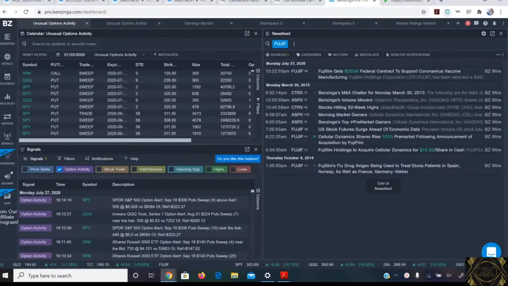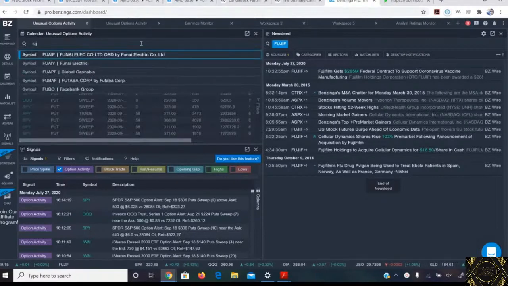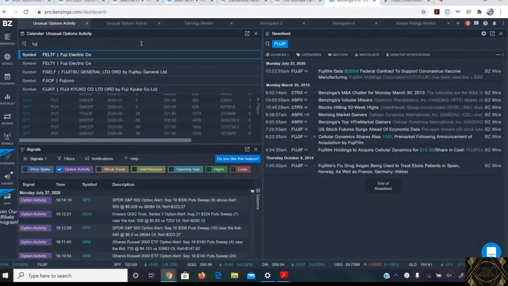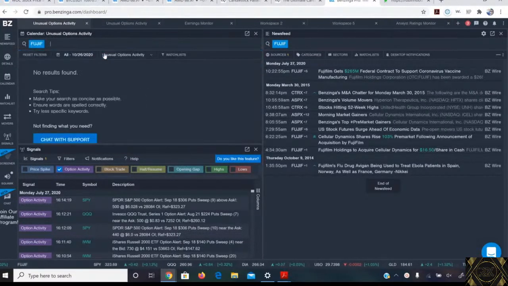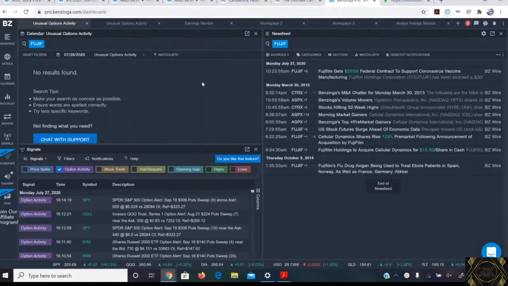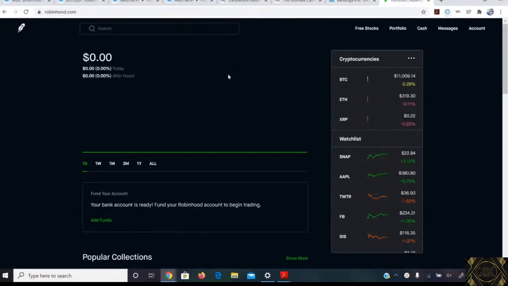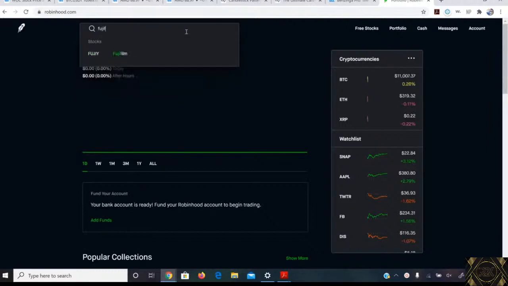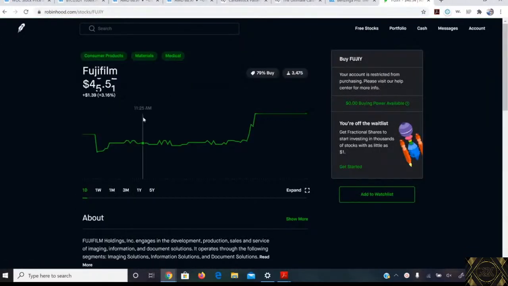But you really want to look forward to tomorrow, the unusual option activity flowing into it. So I'd go over here and type in FUJIF for Fujifilm, and you can see obviously today we didn't really have any unusual activity, which is kind of expected because it's not a stock that you would just randomly go in on and trade. So you can see if we pull up Fujifilm right here, this can really cause it to spike tomorrow.